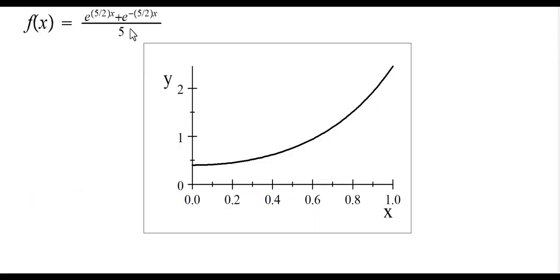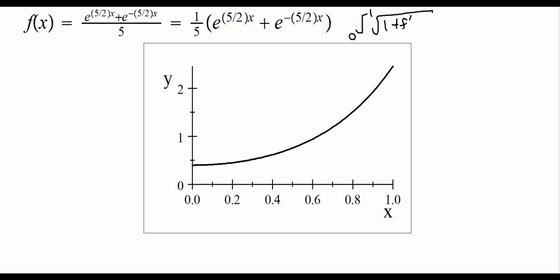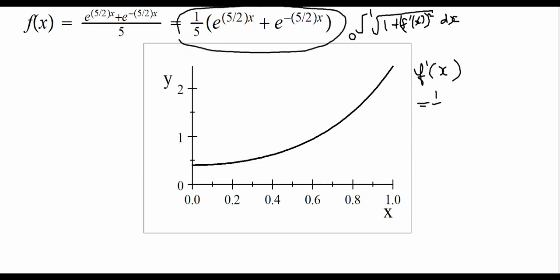So first let's factor this 1 over 5 out of the equation. If we factor 1 over 5, our expression becomes this, and what we are going to do here is calculate the integral from 0 to 1 of the square root of 1 plus the derivative f prime x, squared, with respect to x. So the first thing I have to do is calculate f prime x, where f x is given by this quantity.